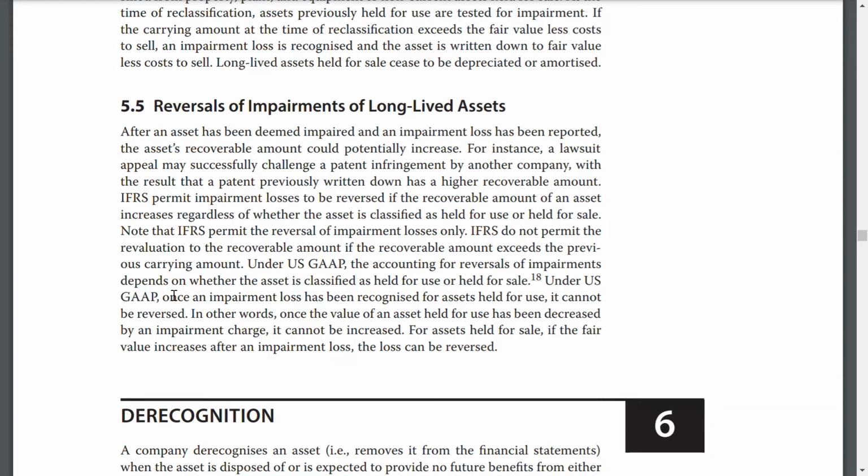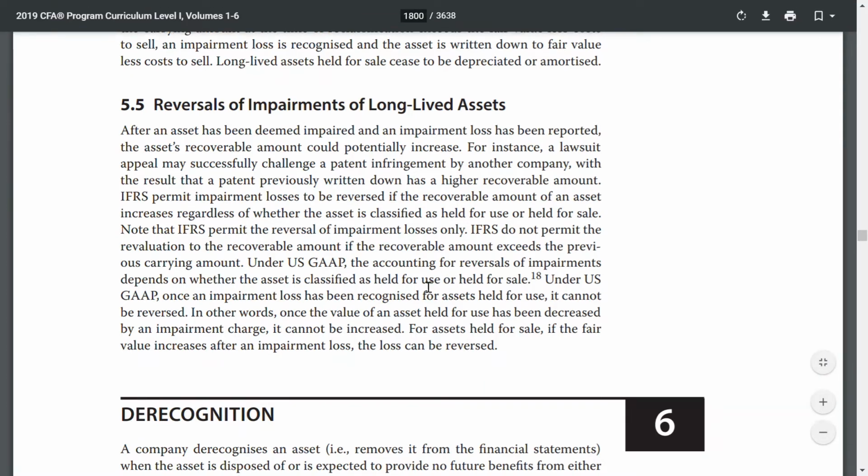Under US GAAP, the accounting for reversal of impairment depends on whether the asset is classified as held for use or held for sale. Under US GAAP, once the impairment loss has been recognized for assets held for use, it cannot be reversed. In other words, once the carrying amount of an asset held for use has been decreased by any impairment charges, it cannot be increased. For assets held for sale, if the fair value increases after its impairment loss, the loss can be reversed.